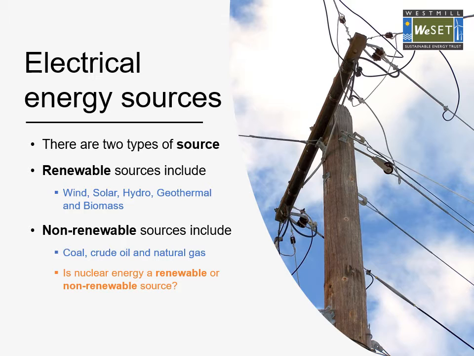In Lesson 1, we introduced the fact that there are two types of electrical energy source: renewable and non-renewable. Renewable sources include wind, solar, hydro, geothermal and biomass, and we're going to look at these in much more detail later on. Non-renewable sources include crude oil, coal and natural gas.